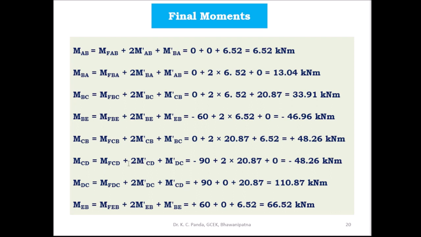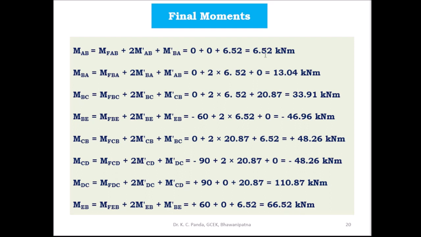Then MCD is equal to MFCD plus twice M dash CD plus M dash DC is equal to minus 90 plus 2 into 20.87 plus 0 is equal to minus 48.26 kilonewton meter. Then MDC is equal to MFDC plus twice M dash DC plus M dash CD, plus 90 plus 0 plus 20.87 is equal to 110.87 kilonewton meter. Then MEB is equal to MFEB plus twice M dash EB plus M dash BE, plus 60 plus 0 plus 6.52 is equal to 66.52 kilonewton meter. So these are the final end moments of the substitute frame.